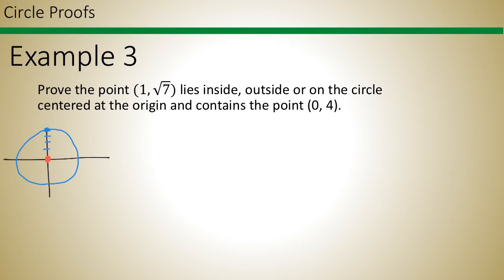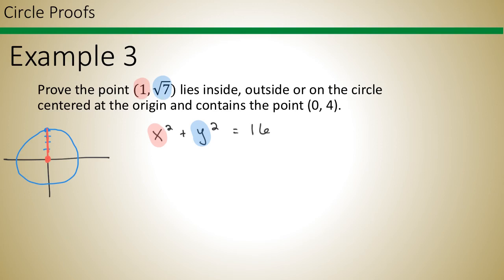If my center is the origin, the left side of my equation is x squared plus y squared. Looking at this picture, it's pretty easy to see the radius. Our radius is 4, because the distance between those points is 4. So 4 squared is going to be 16. Now we're just going to sub these points in. This 1 is going to go where x is, and this root 7 is going to go where y is. So here's what that looks like.